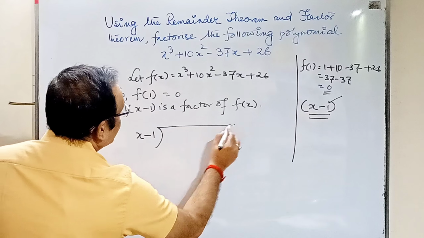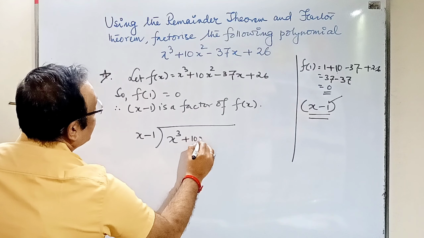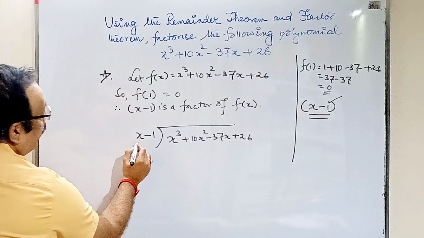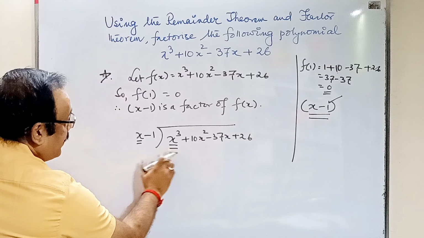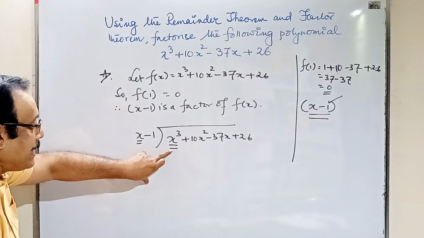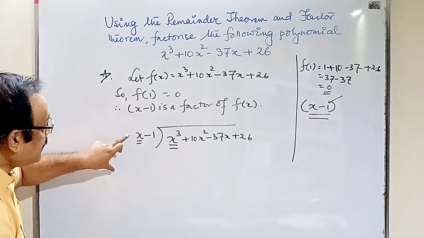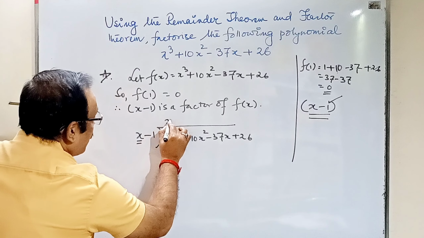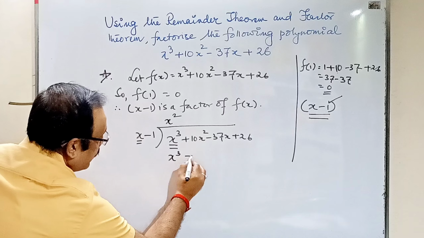We'll divide this polynomial x cube plus 10x square minus 37x plus 26 by x minus 1. How do we divide? We only look at the first term, only the first number. This is x cube. By what should I multiply x so that I can get x cube? Do not look at the other values. Only see the first terms of the divisor and the dividend. With x, I should multiply x square. So x square into x gives x cube. x square into -1 is minus x square.